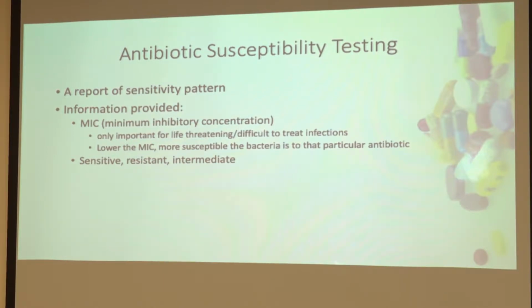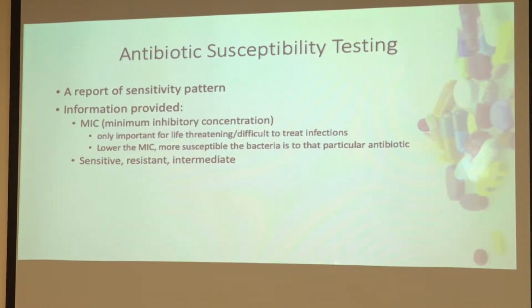What does this report contain? It has mainly two things. One is the MIC, which is called minimum inhibitory concentration. We have to remember the absolute values of MIC are used only for life-threatening or difficult to treat infections. As a general rule, lower the MIC, more susceptible is our bacteria to that particular antibiotic.